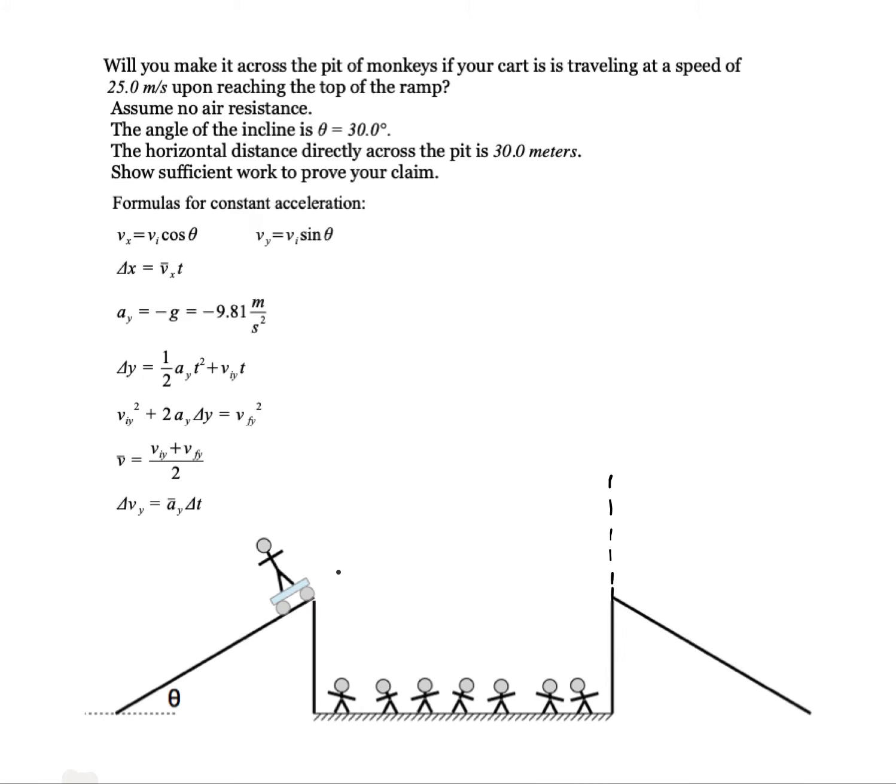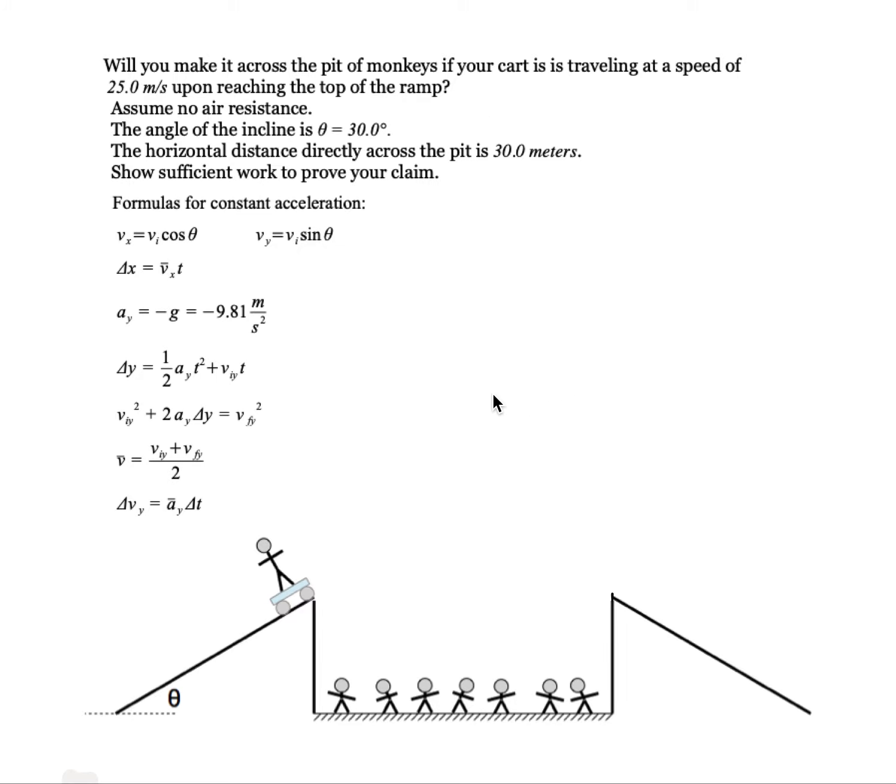Like, will you end up above level ground, or will you not? That's the idea. All right, so we want to predict what's going to happen here. Will the person make it across? So it's a two-dimensional motion problem, and we want to assume that the different dimensions are totally independent.